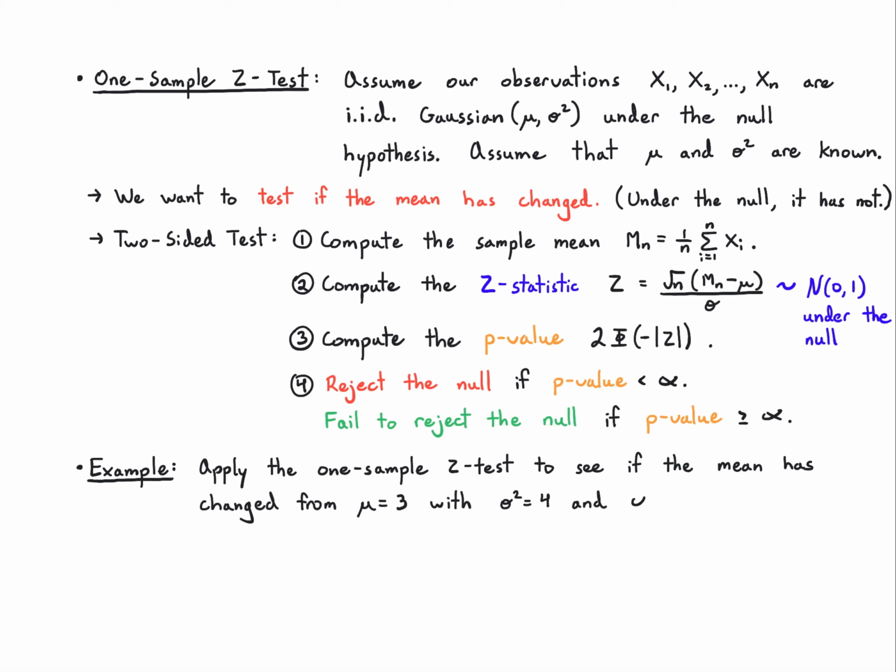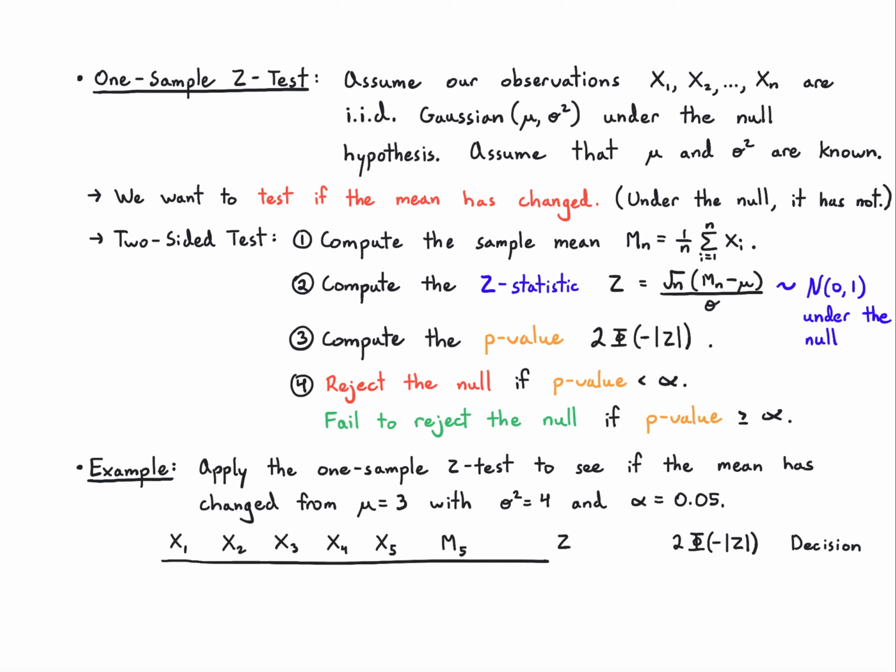And we're going to set our significance level to 0.05. Okay, so then here's going to be our observations. I'm going to get 5 observations. I'm going to compute their sample mean, the z statistic, and then 2 times phi minus the absolute value of z. That's going to be our p-value, and I'm going to make a decision. Okay, so that's what we're going to do. We're going to do this twice just to get used to it.